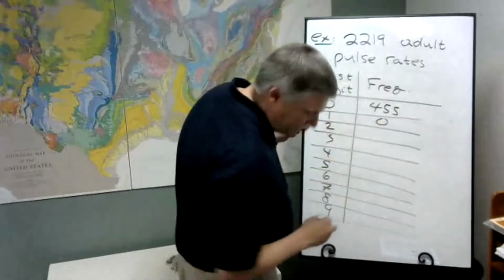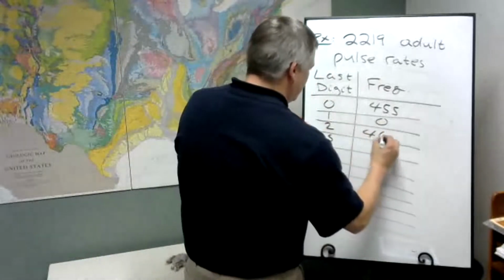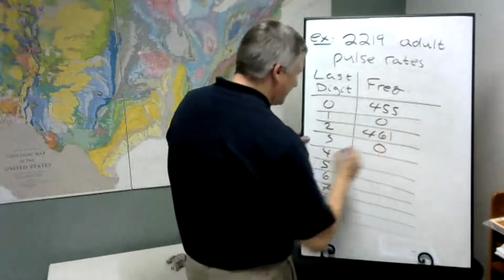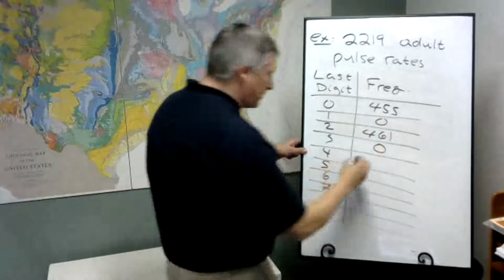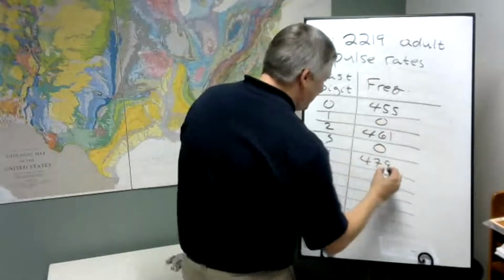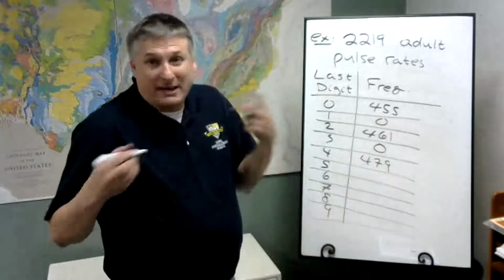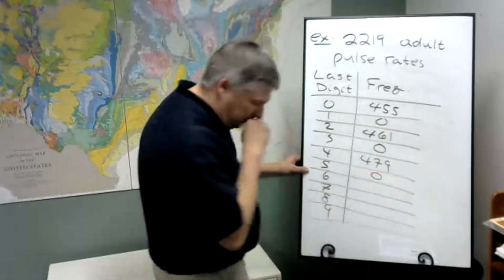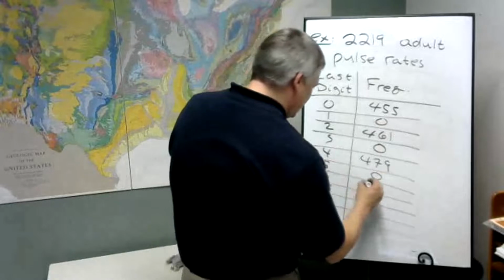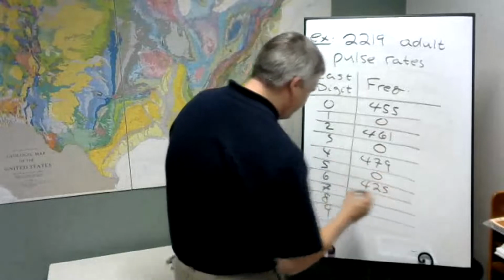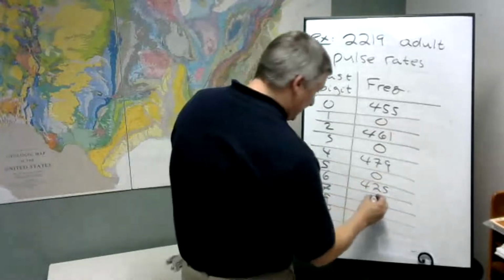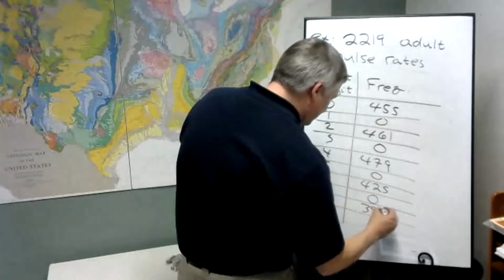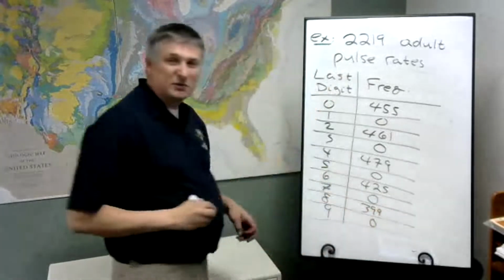So 2, how many times did 2 come up? Well, 461. But 3 came up 0. 4 came up 479, so maybe someone had a pulse rate of, well, 84. 5 came up 0 again. 6 was 425. 7 was 0. 8 was 399. But 9 was 0.